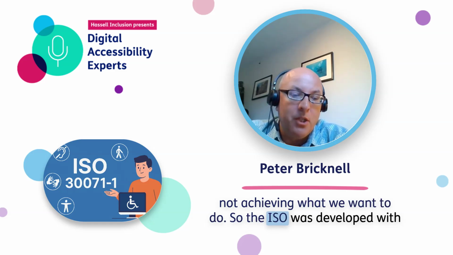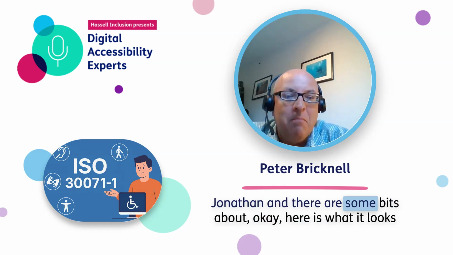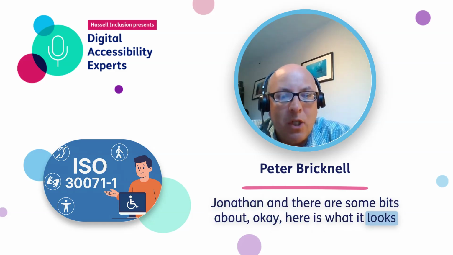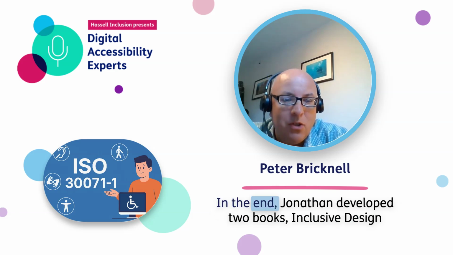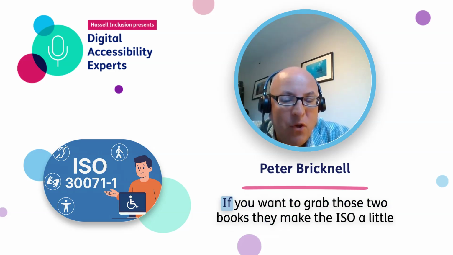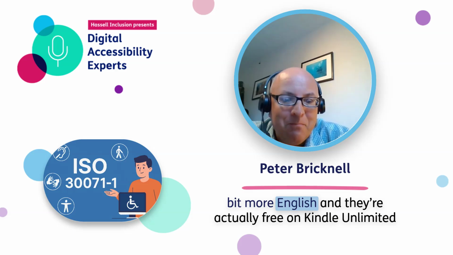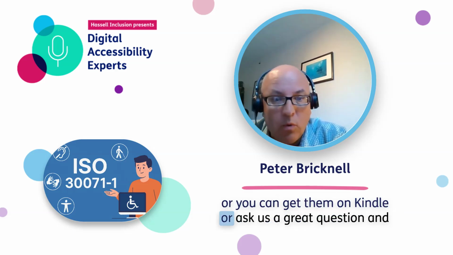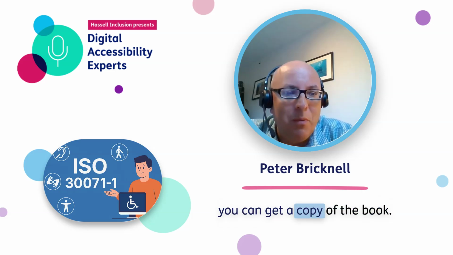And so the ISO was developed with Jonathan, and there's some bits about, okay, here's what it looks like, but then there's the how-to. So in the end, Jonathan developed 2 books: Inclusive Design for Products and Inclusive Design for Organizations. If you want to grab those 2 books, they make the ISO a little bit more English. And they're actually free on Kindle Unlimited, or you can get them on Kindle, or ask us a great question and you can get a copy of the book.